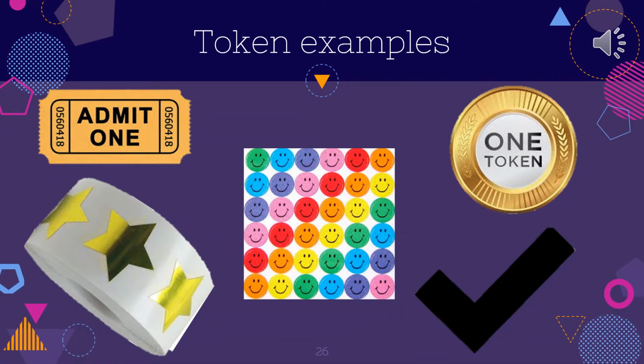Here we have several examples of different tokens that can be used: a raffle ticket, gold stars, stickers, tokens, or check marks. As a reminder, tokens should always be safe, simple, easy to implement, inexpensive, and durable.